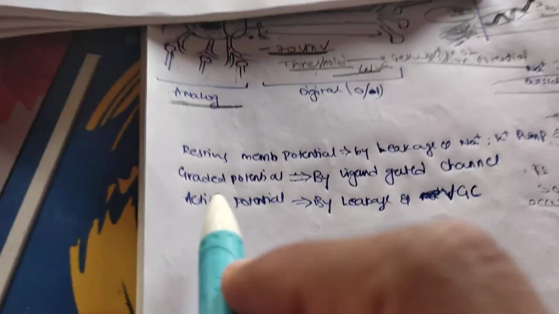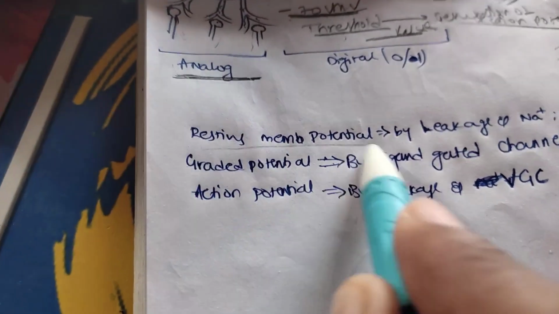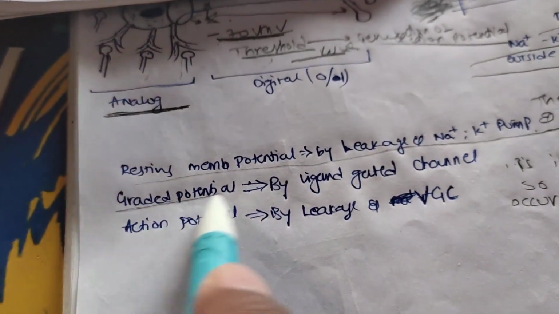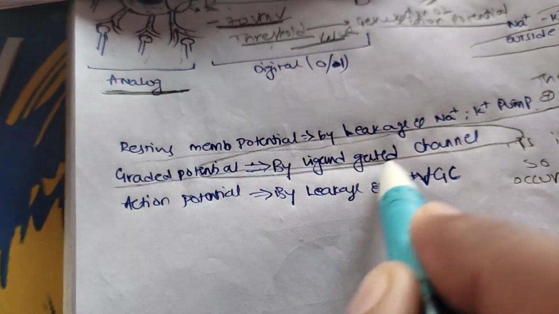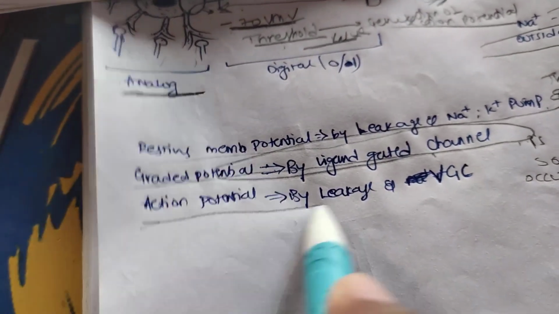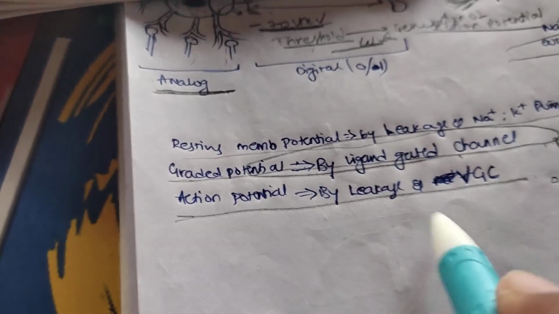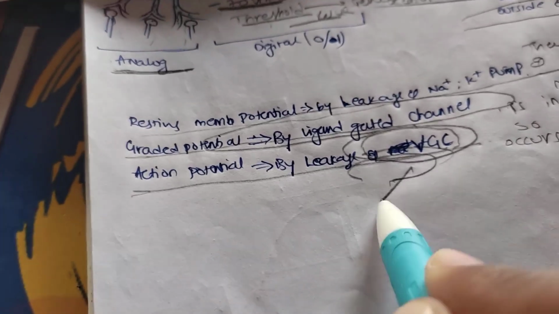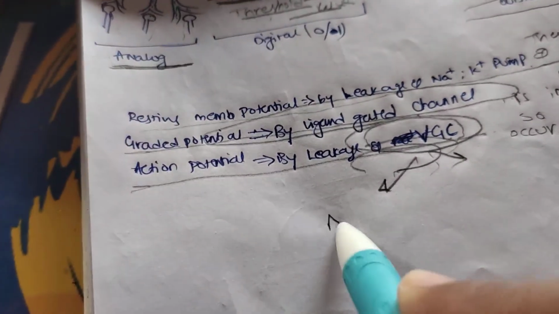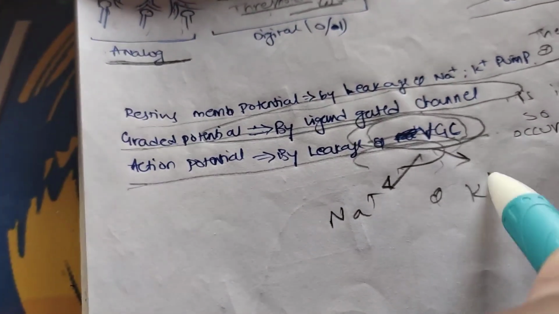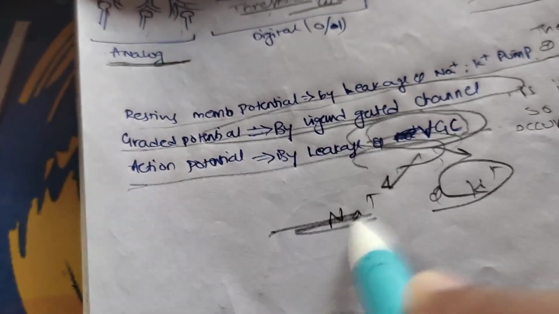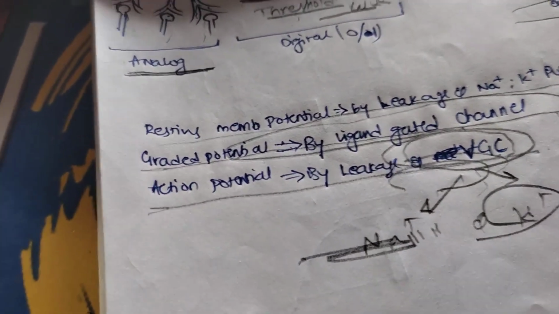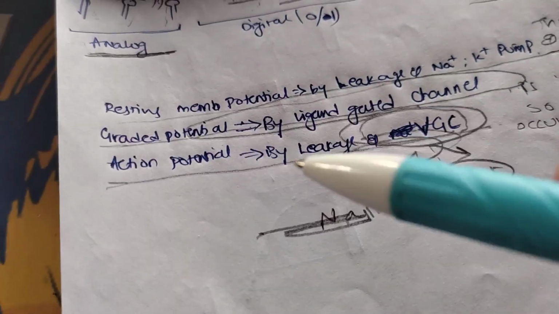Now, the resting membrane potential is maintained by the leakage channels and the sodium potassium pump. Graded potential is by the ligand gated channels, and action potential is by the leakage and voltage gated channels. These voltage gated channels are of sodium and potassium. I will show you one diagram, one table that will help you to revise.